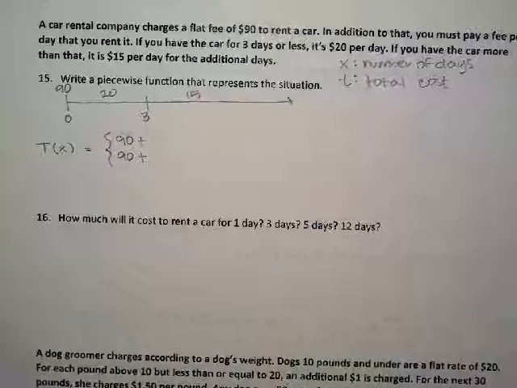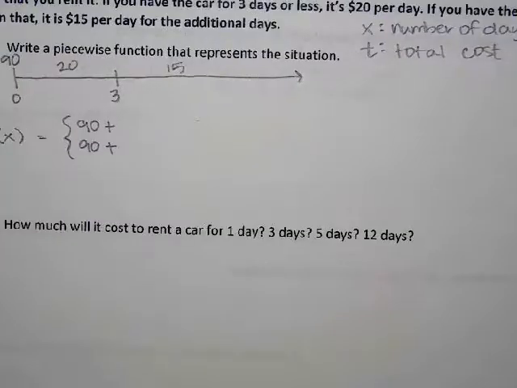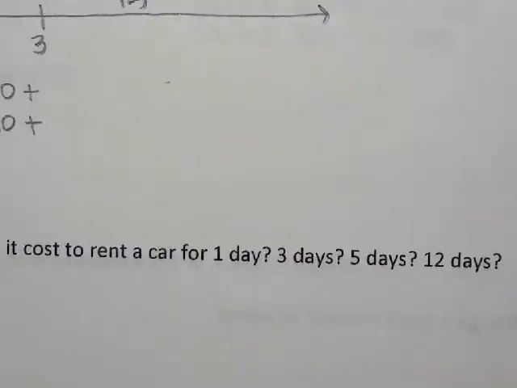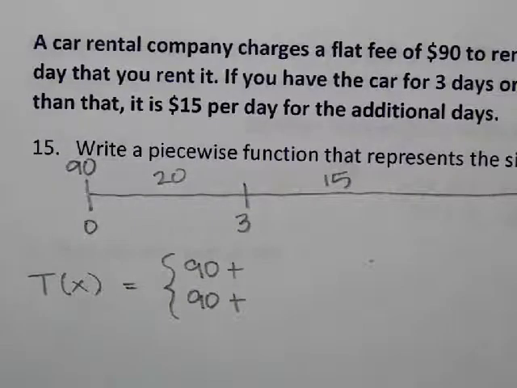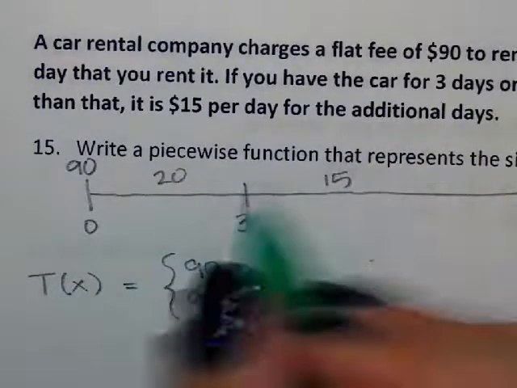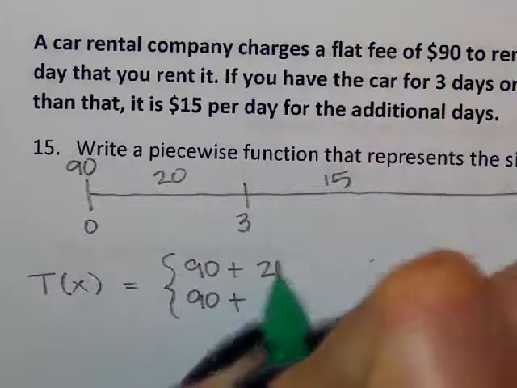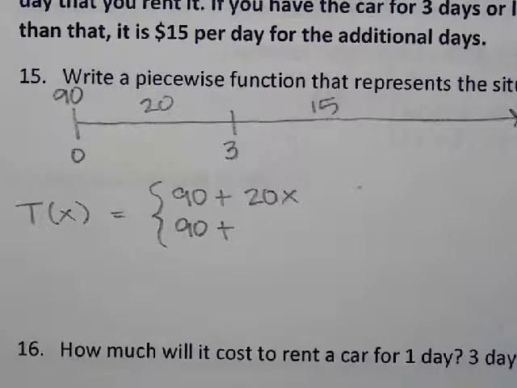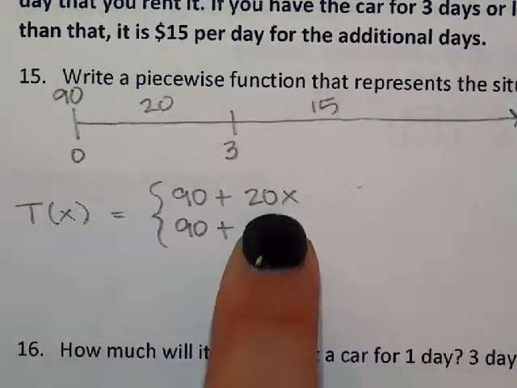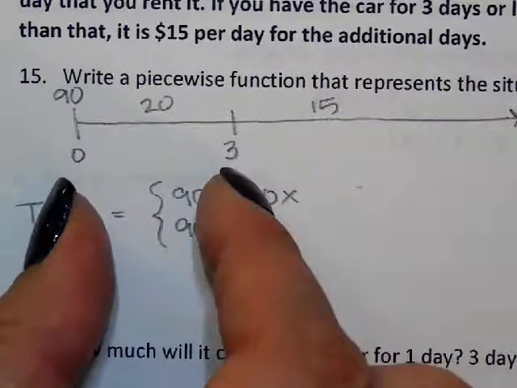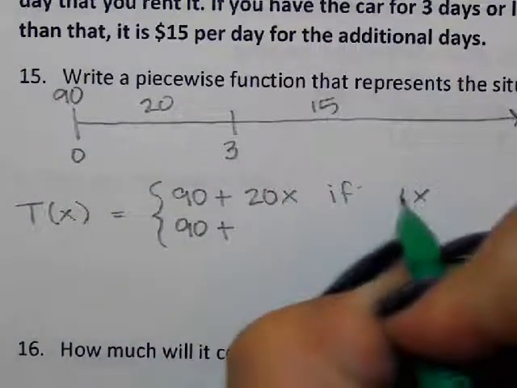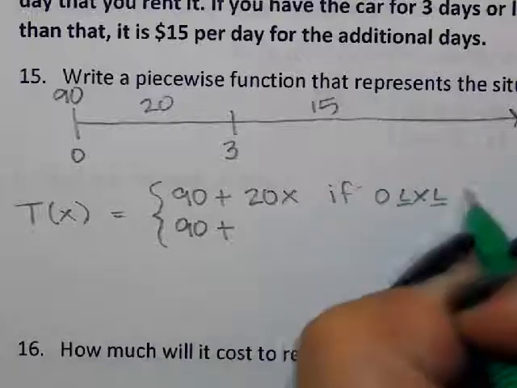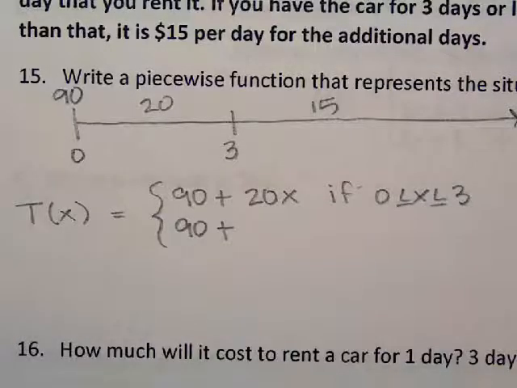Let me zoom in so we can see. Okay. So we got 20x. So this is for the beginning part. So 20 times the number of days. All right? And this is only if you're on what interval? 0 to 3. Okay. If x is between 0 and 3 days.